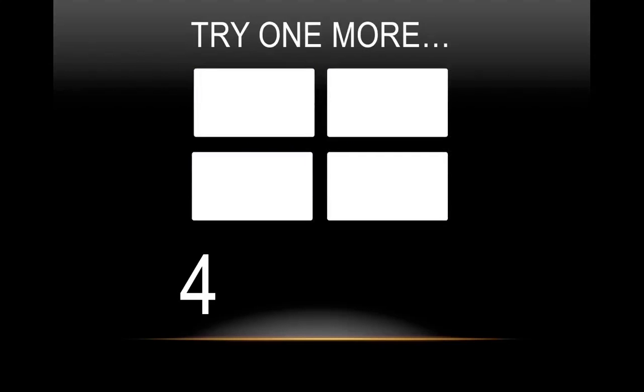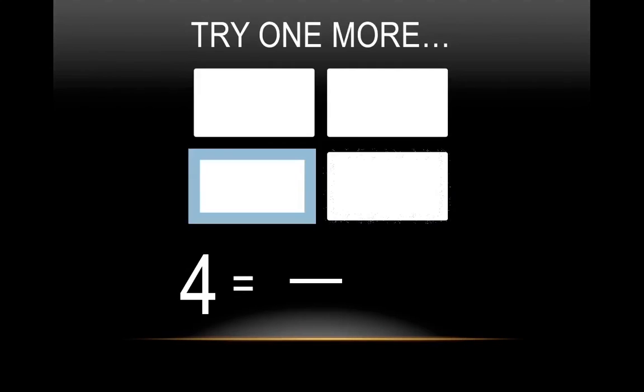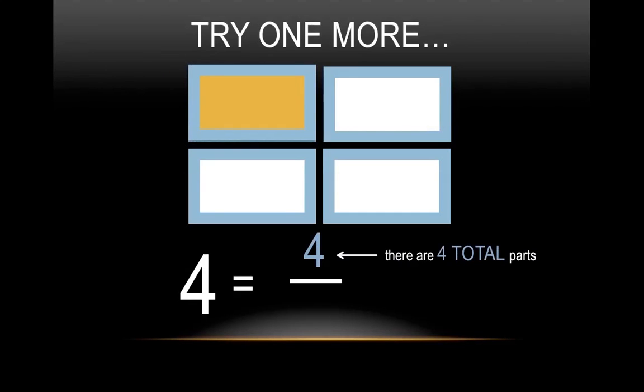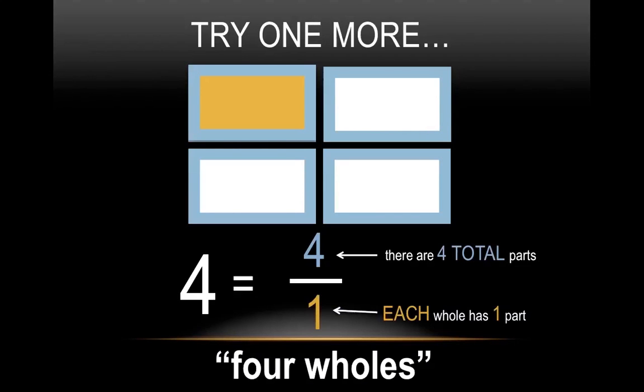All right, now you're on your own. One more. Here's the whole number 4. Go ahead, pause this video for a moment, draw a model of 4 things, and then write the fraction that represents the whole number 4. Your model should have looked something like this to start. When you represented it as a fraction, you should have counted 4 parts total and 1 part in each whole. Your fraction should read 4 over 1 or 4 wholes. Thumbs up if you had 4 wholes on your whiteboard. Great, you guys are on a roll.